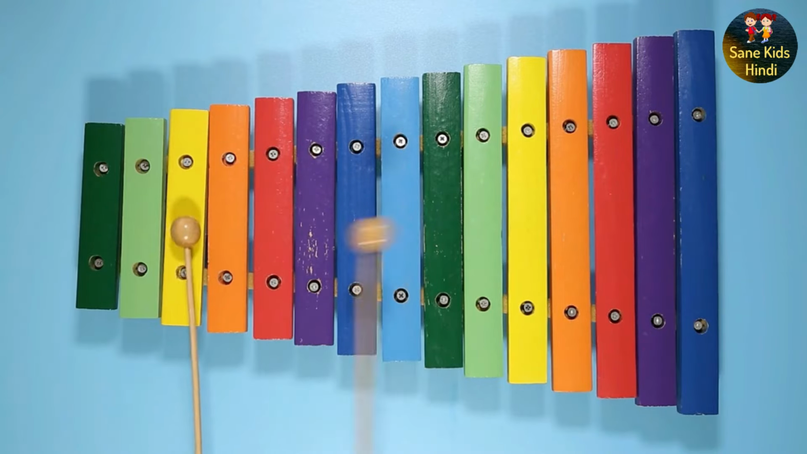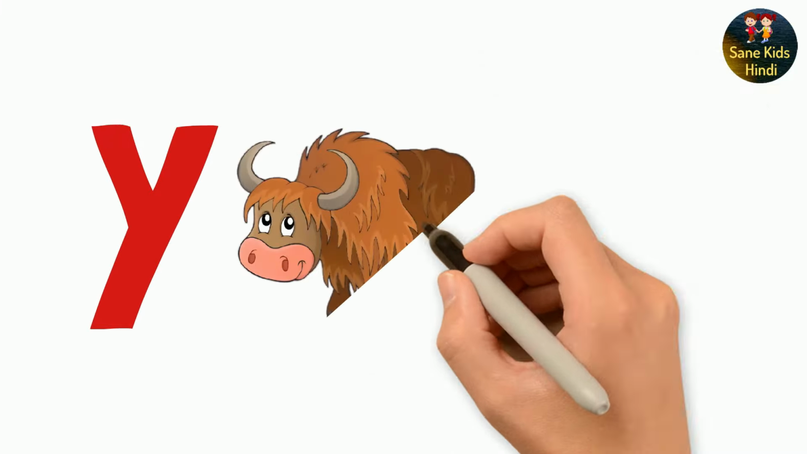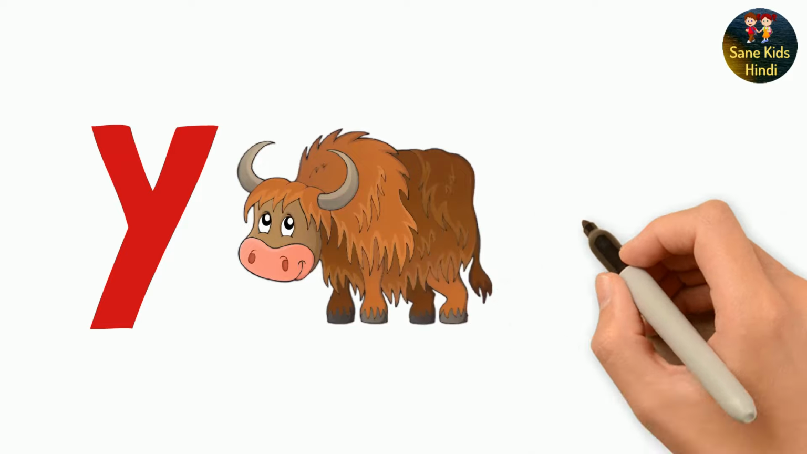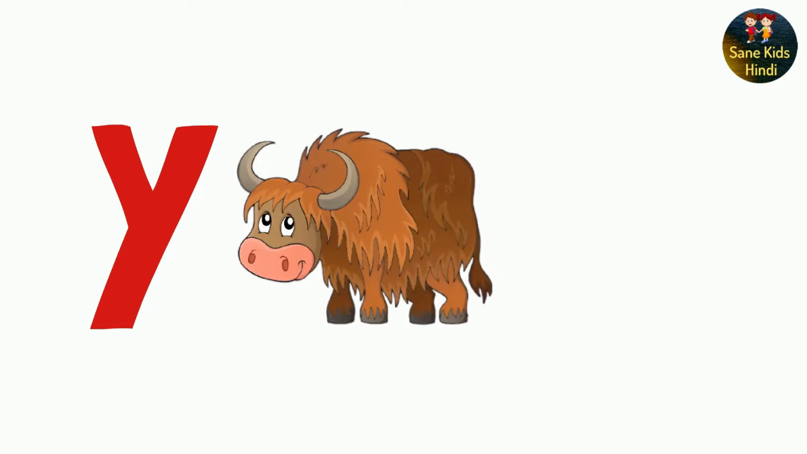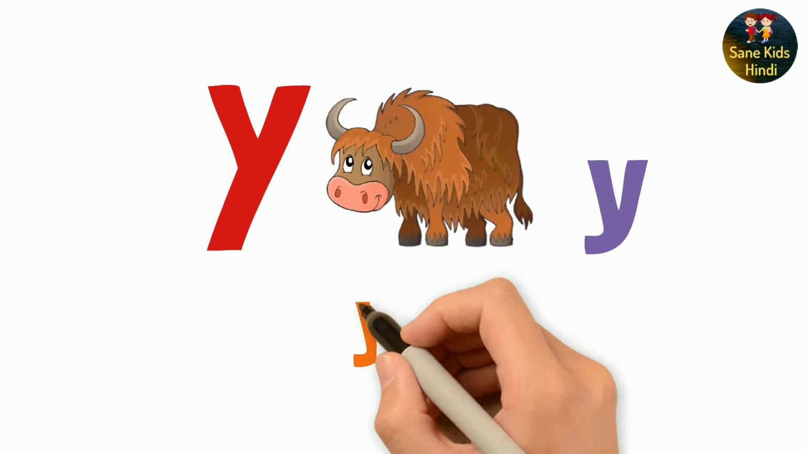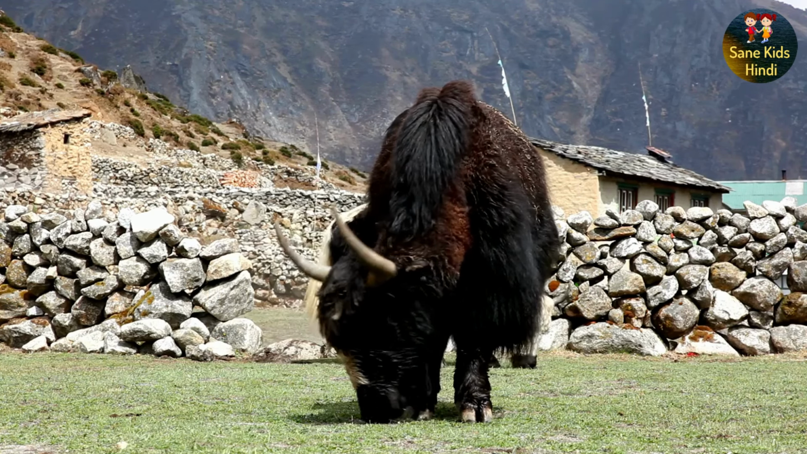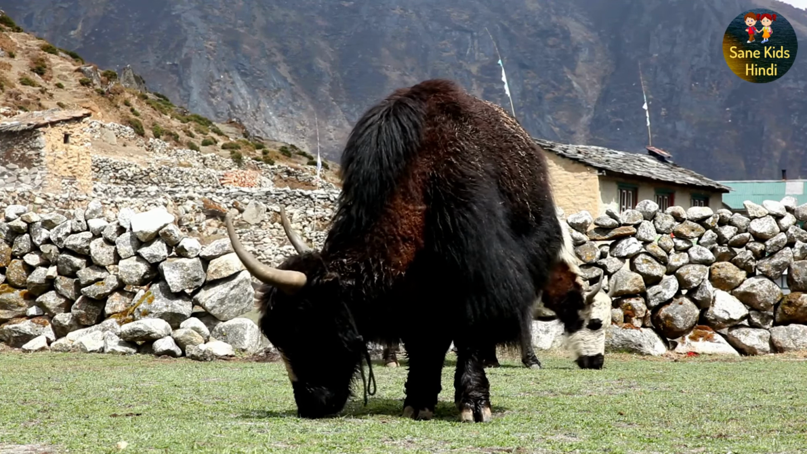H, I, J, K, L, M, N, O, P. Q, R, S, T, U, V. Y for yak. W, X, Y, and Z. Now I know my ABCs. Y for yak. Next time sing with me. Say with me, yak.